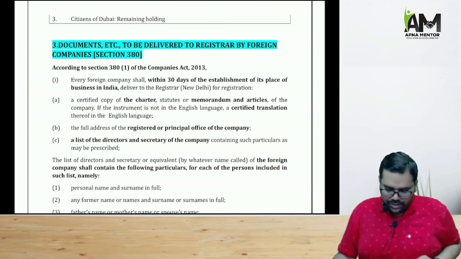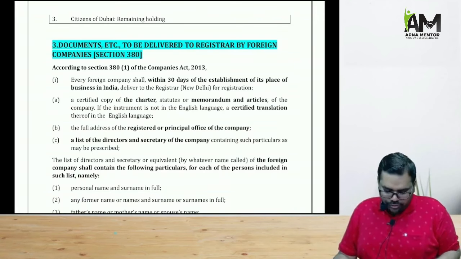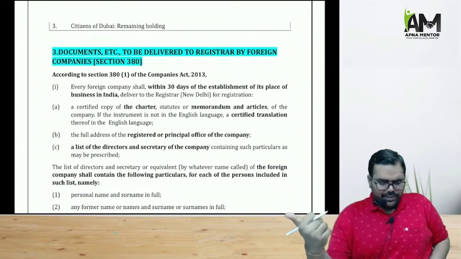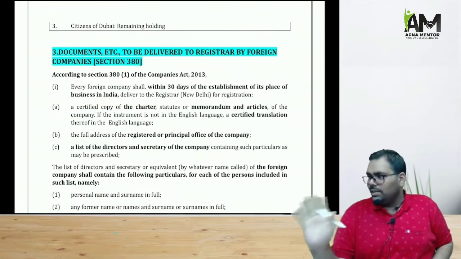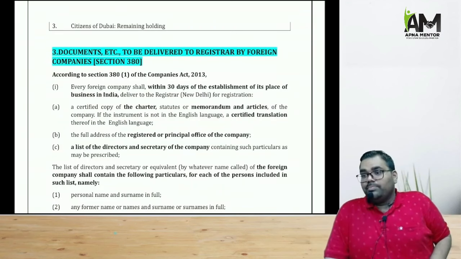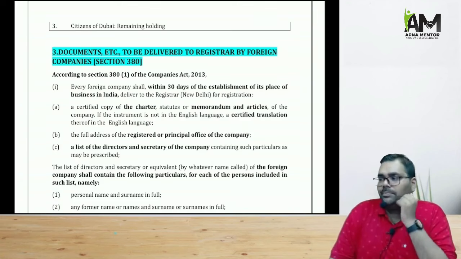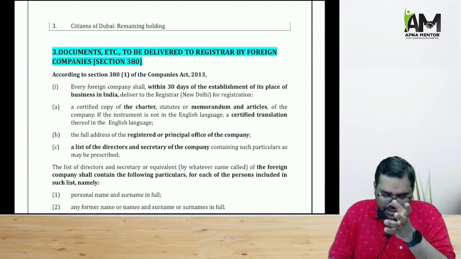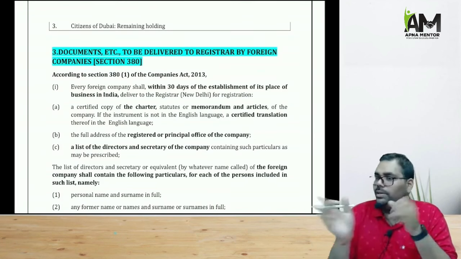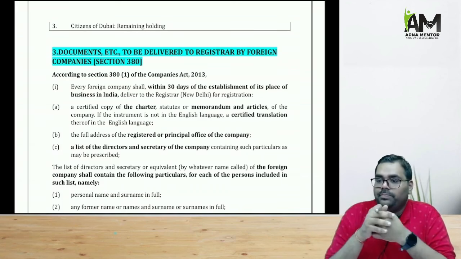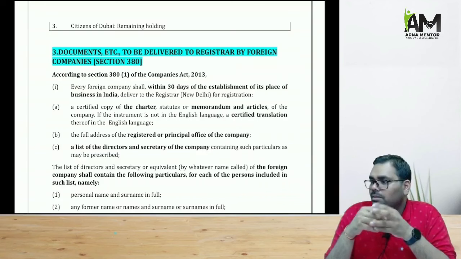Now, what are the documents they have to file? You see, Memorandum of Association, Articles of Association, that is a very common thing. In many of the companies, they might not have the memorandum concept or the articles concept. So there will be some main document of the company defining their concept. That is known as the charter. Charter of the company, the main document of the company.